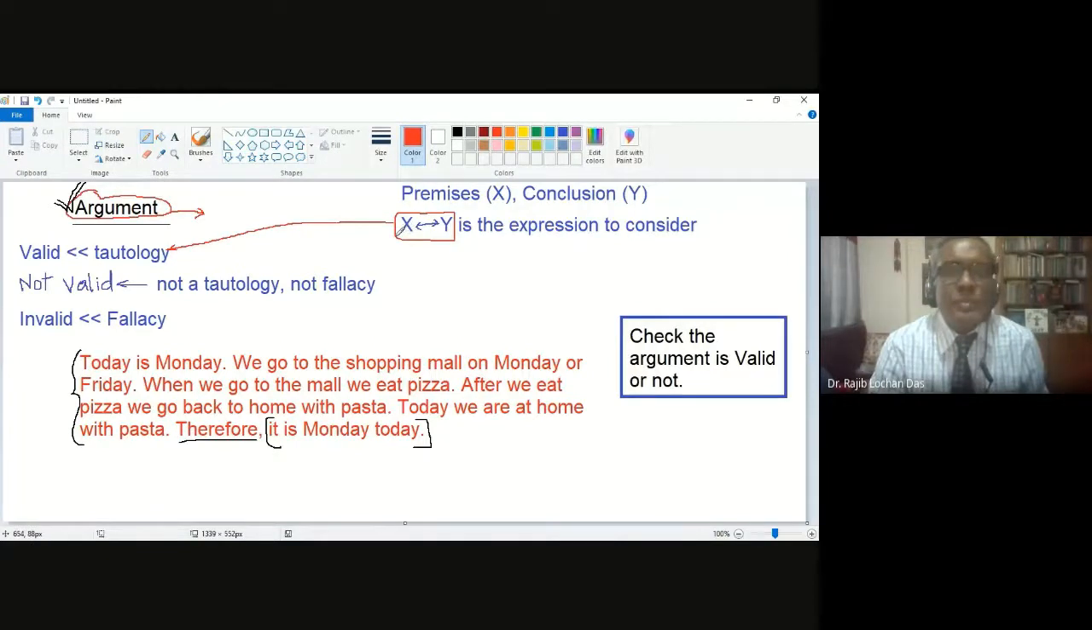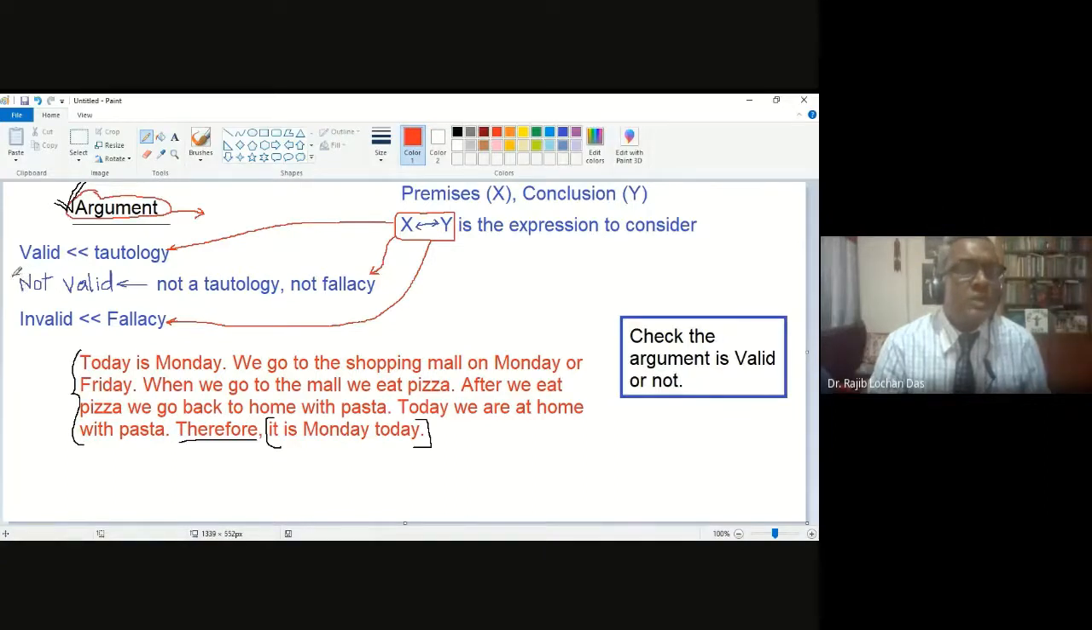If the expression is not a tautology and not a fallacy, then it is not valid for sure, but not invalid either; that is also not sure. So this is one thing. Another thing is a fallacy. So we will be definitely sure that the argument is invalid. So it is not valid also, and surely not valid.